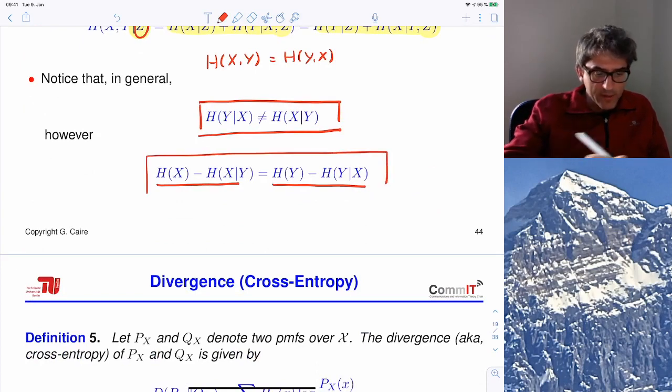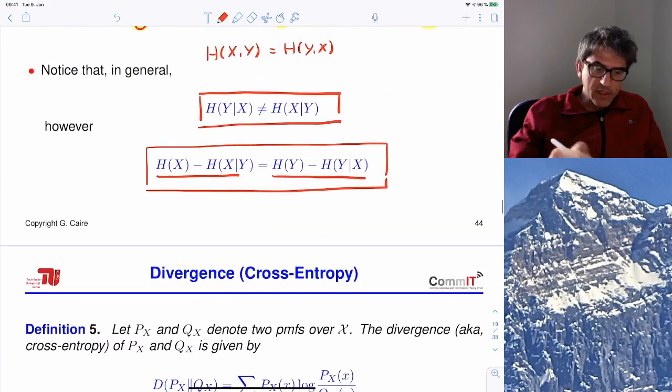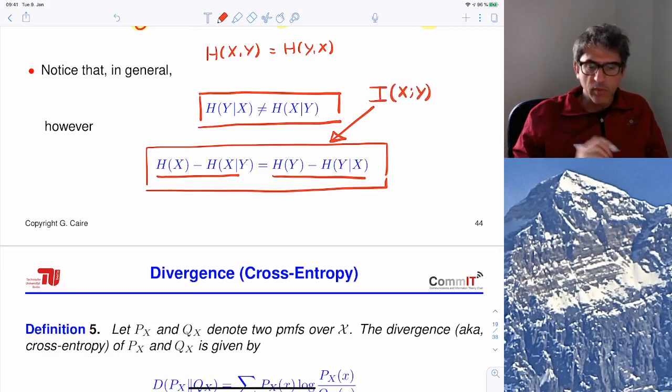So the difference between the entropy of a random variable x and the conditional entropy of x given y is the same as the difference between the entropy of y minus the entropy of y given x. We will see in a moment that this particular difference takes on a special name. It's called the mutual information, but we are going to introduce the mutual information later on in a slightly different way.